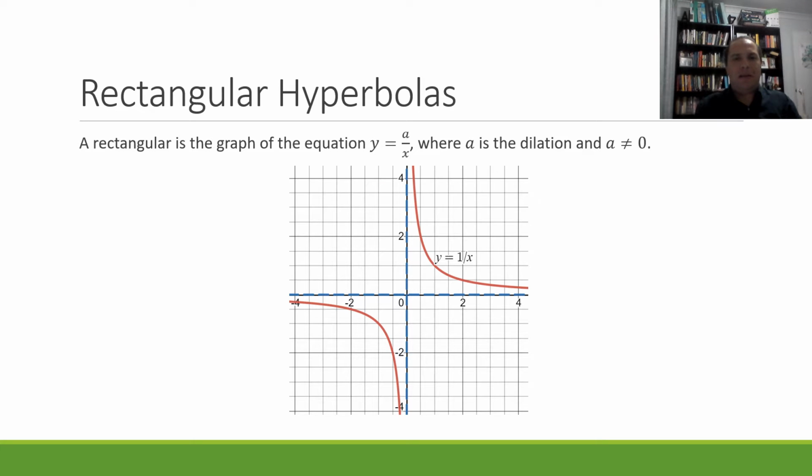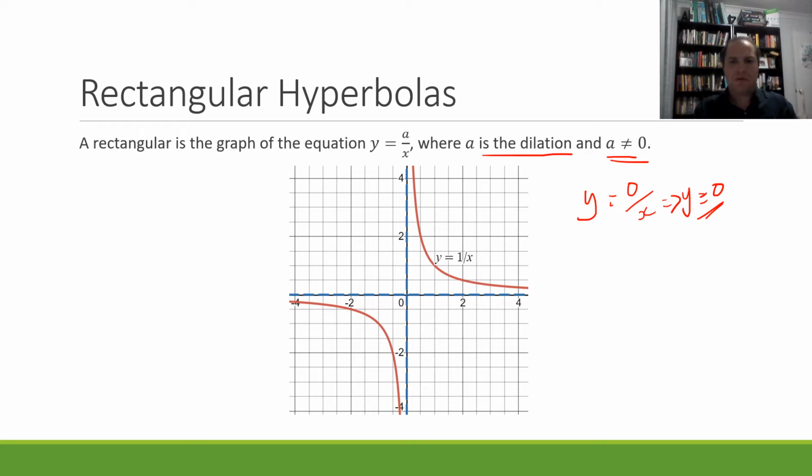Alright, so a rectangular hyperbola is a graph with the equation y equals a over x, where a is the dilation and a cannot equal 0. Now that makes sense. If a equals 0, then we get y equals 0 over x, which is just the line y equals 0. So that's not a hyperbola. y equals 0 is just a line. So a cannot equal 0.